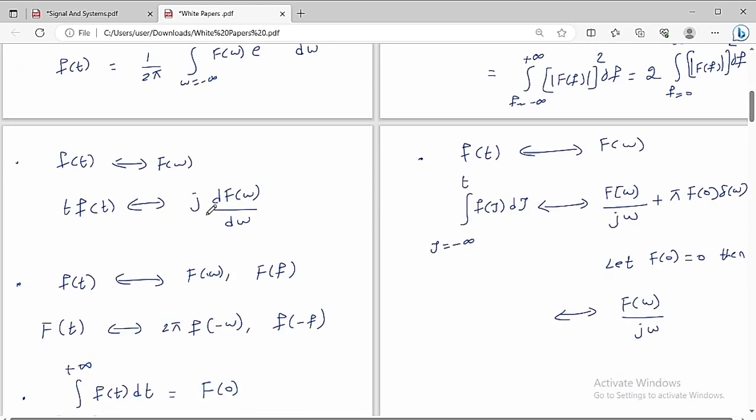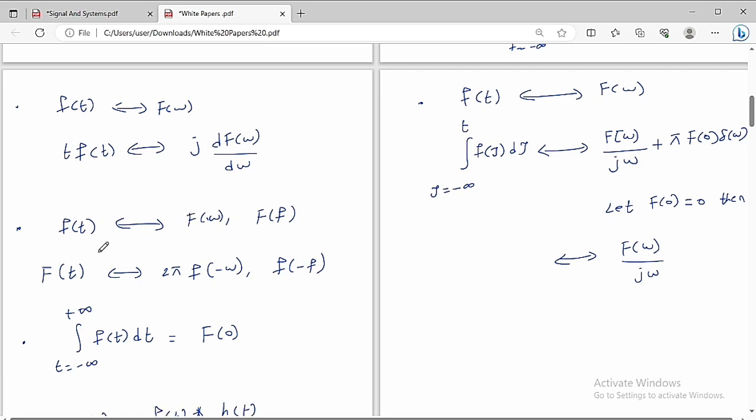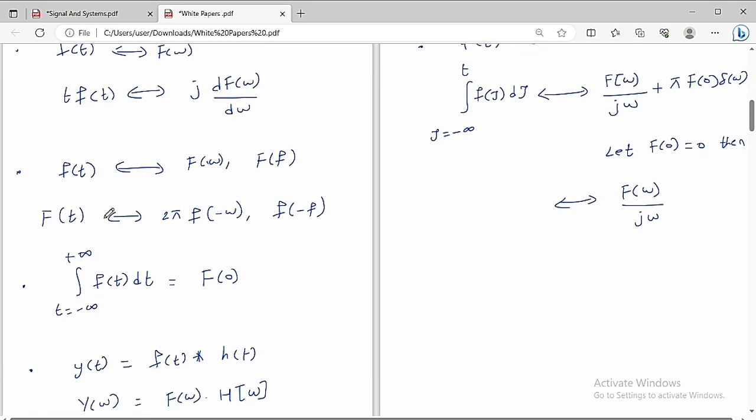Suppose we multiply the input signal f of t by t, then what is going to happen in the frequency domain is what we are going to study. For f of t, the Fourier transform is F of omega. For t into f of t, the Fourier transform is j into dF of omega by d omega. Similarly, the duality property is what we are going to study.